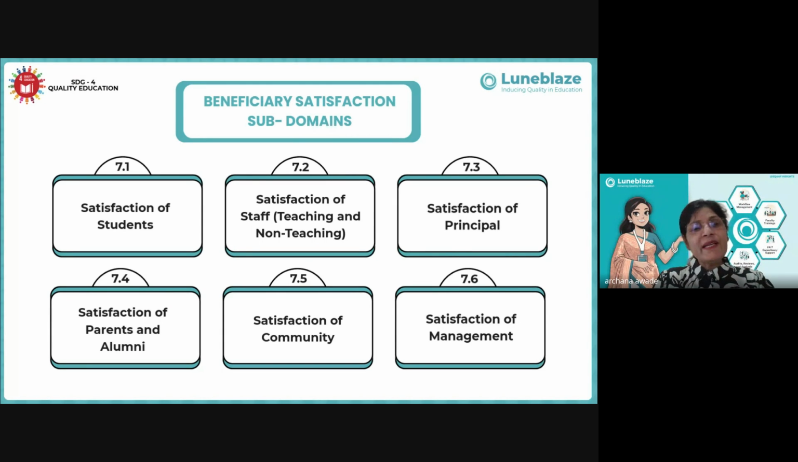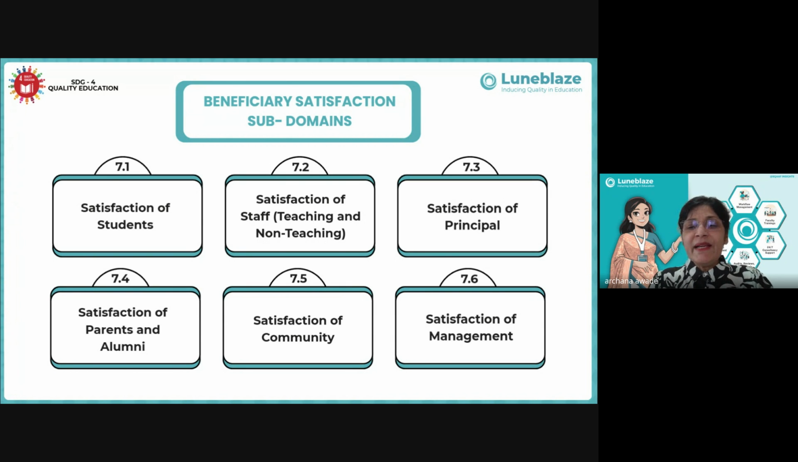Third subdomain is satisfaction of principals. The principal's satisfaction often reflects institutional alignment, support from management, and a healthy school culture. So, for example, a principal who is empowered to implement innovative teaching strategies feels more fulfilled and committed.